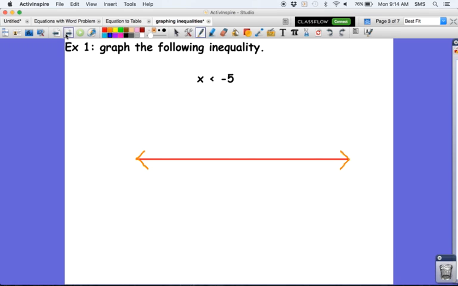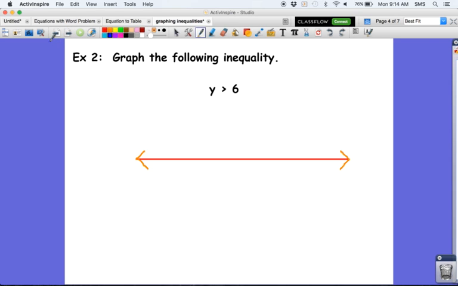Just in case that was a little bit confusing, I think we need to see a few more examples. So that's the one we just did. So now I have the inequality y is greater than 6.